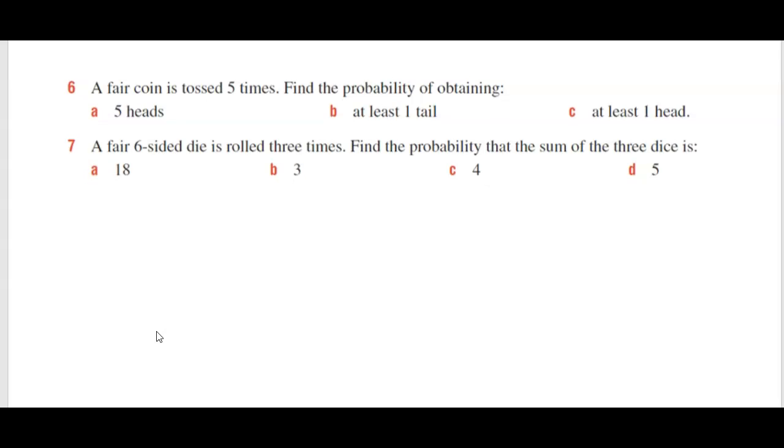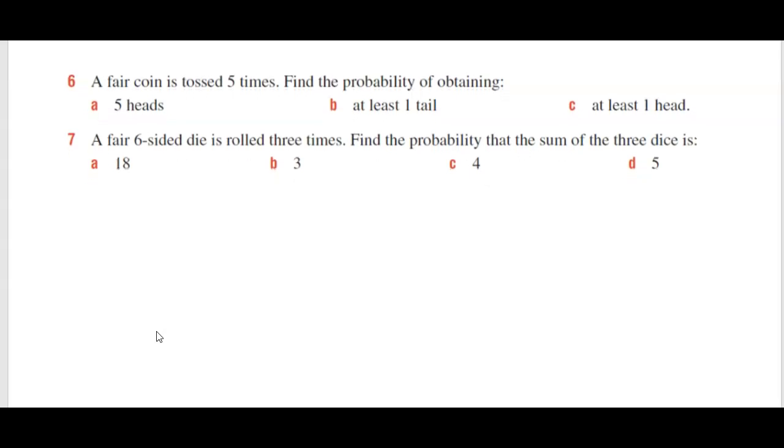All right, some more questions. A fair coin is tossed 5 times. Find the probability of obtaining 5 heads, at least 1 tail, at least 1 head.